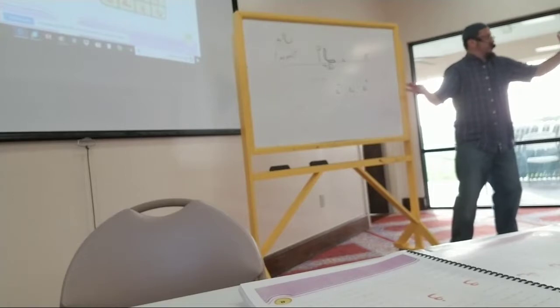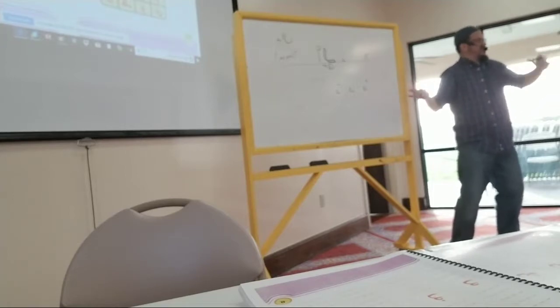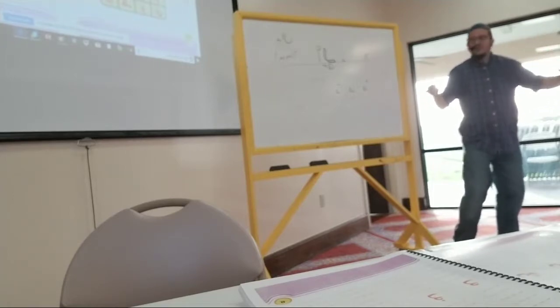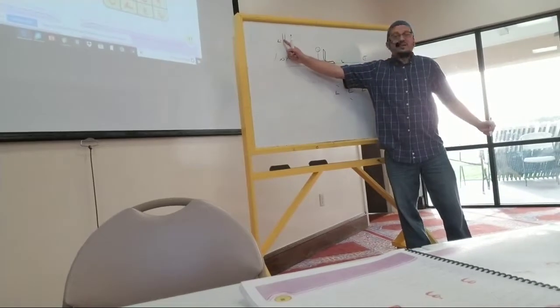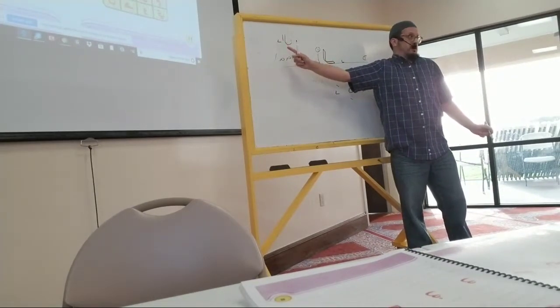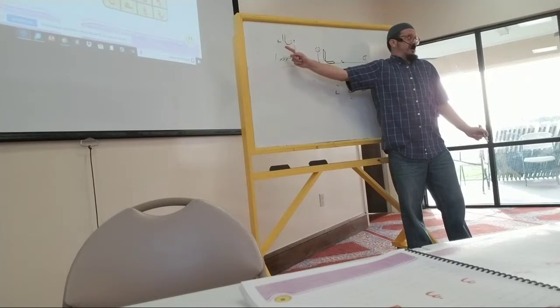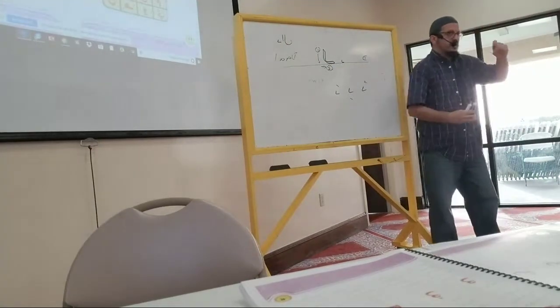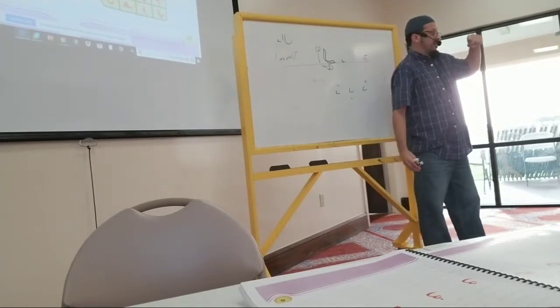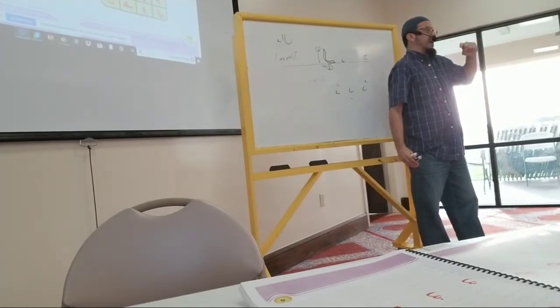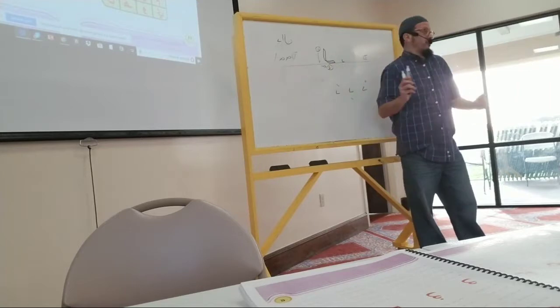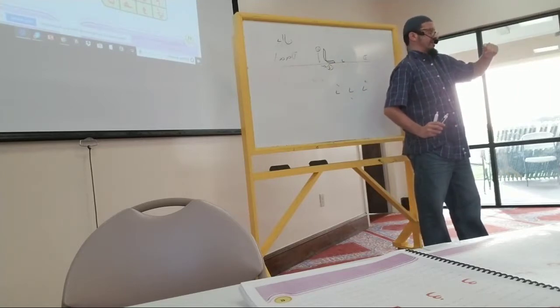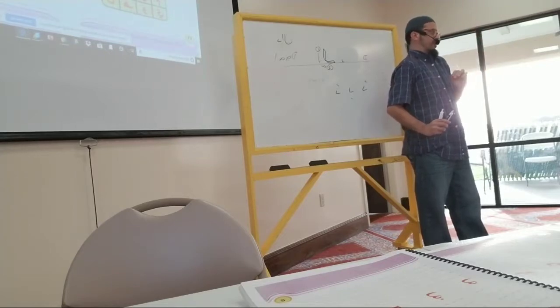Ba, bi, bu, ta, ti, tu. This alif is a long vowel. Dal. You see, that's that. And the length of it is also measured. So you see my finger, the finger goes up, that's the length of this long vowel. Dal. You can't say daaaal. That's too long.